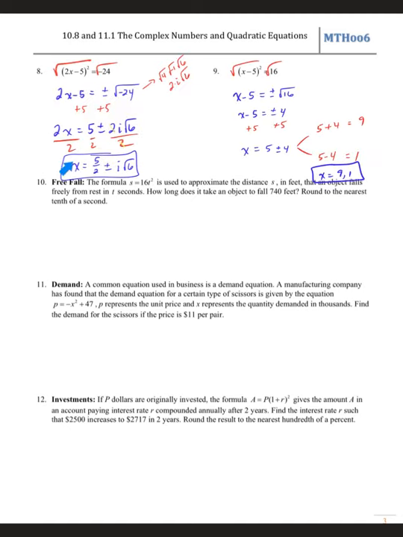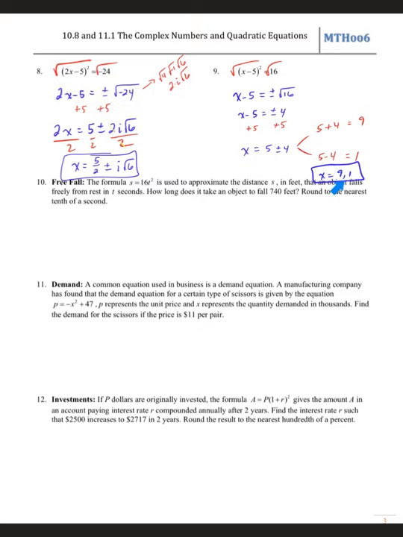Okay, for number 8, we're getting 5 over 2 plus or minus i times the square root of 6. Here's a case where we can do some simplifying, which is why it's important to divide each term separately. Number 9, we're getting x equals 9 or 1.